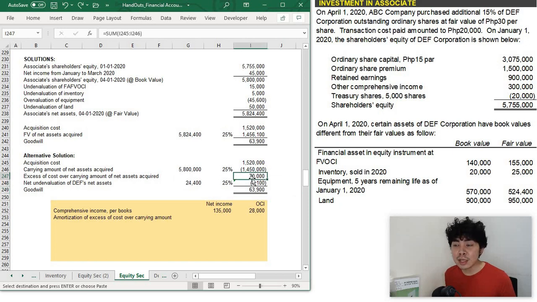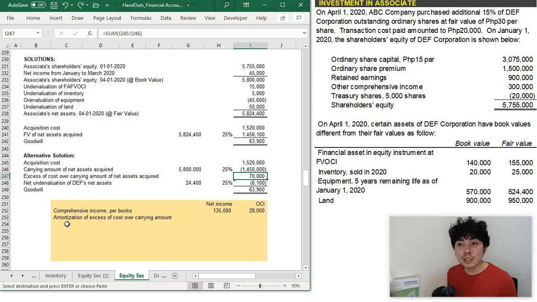At saan nanggaling yung 70,000 pesos? Nanggaling yan sa 6,100, which is 25% nung net undervaluation. At again, saan galing tong 24,400? Yan yung net undervaluation ng apat nating assets. At syempre, kasama din sa 70,000 is yung goodwill na 63,900. So, etong 70,000 pesos na to, eto yung tinutukoy niyang excess of cost over carrying amount na kailangan mong i-amortize.